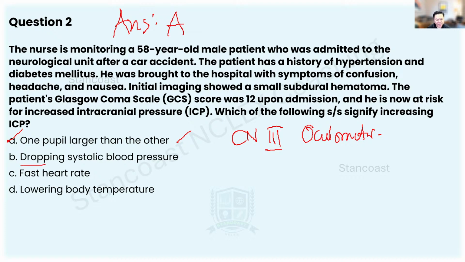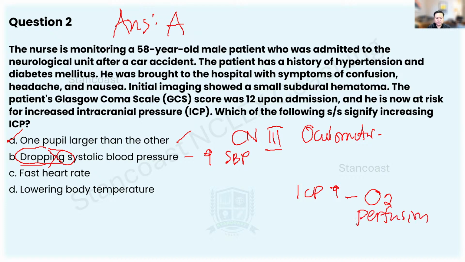What else? We have dropping systolic blood pressure. Remember, guys, that our patient will instead have elevated SBP, not dropping. This is incorrect, right? Typically, the blood pressure here, especially the systolic blood pressure, is going to be increased because when there is an ICP increase, the body will try to compensate by increasing the systolic blood pressure. Remember, guys, when the brain tissue ICP increases, O2 perfusion is impaired in the brain tissue, right?